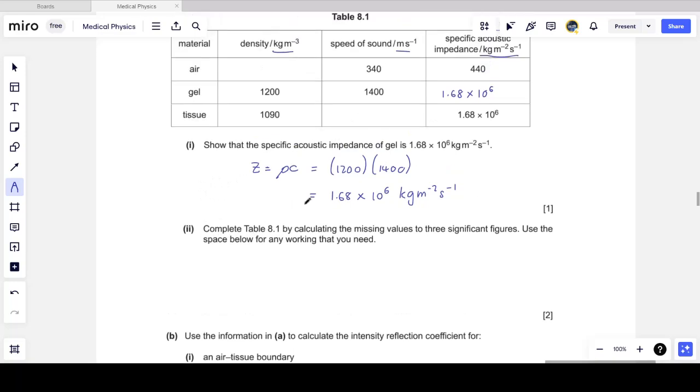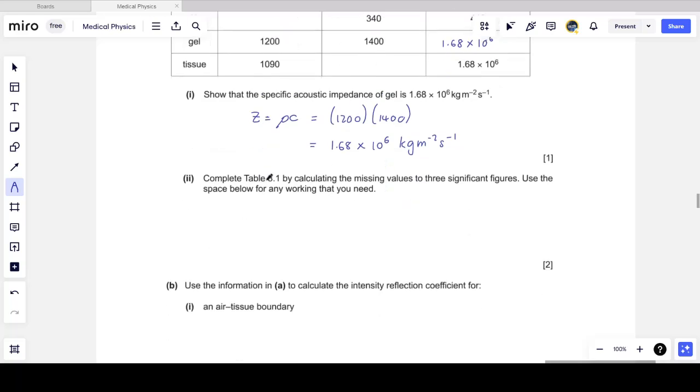So the first thing I want to do is maybe calculate the speed of sound in tissue, and then I'll find the density of air. So the speed of sound in tissue, I'll just call it C tissue, is equal to the acoustic impedance of tissue, Z, divided by the density of tissue, rho. And for tissue, the value of Z is 1.68 times 10 to the power 6 divided by the density, which is 1090 kg per cubic meter, which gives us 1540 meters per second. So I can actually put that value in, 1540 meters per second.